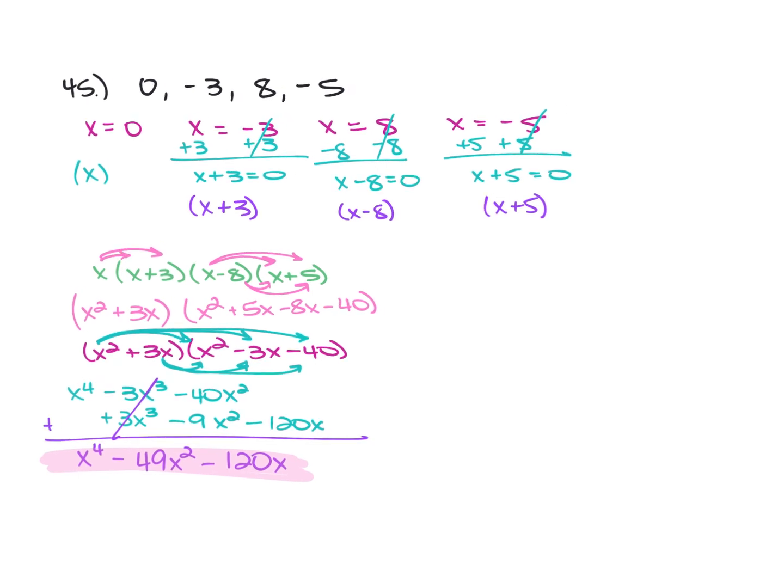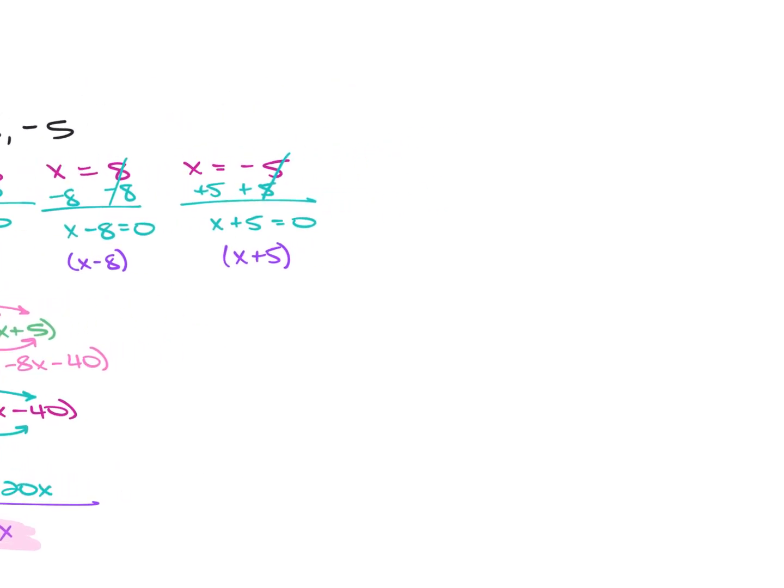For number 46, it gives us the zeros of 3, 1/2, and negative 5/3. So again, I'm going to start this one by setting each of these equal to x. So it's going to give us x is equal to 3, x is equal to 1/2, and x is equal to negative 5/3. For the x is equal to 3, subtract the 3 from both sides.